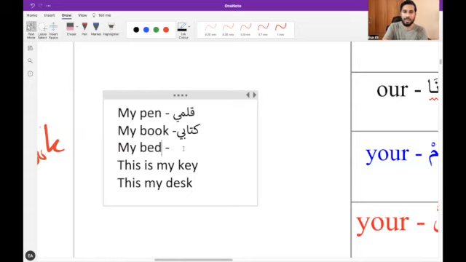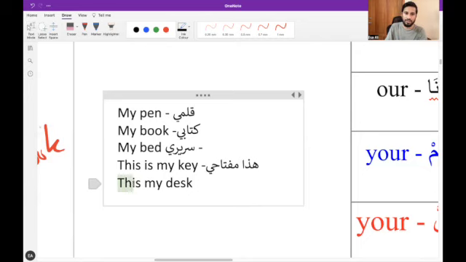Again, we have my bed, so you have sarir, and you add ya to the end, and that gives us sariri. Now we have another challenge, and this is a much longer sentence. This is my key. So we add here hada miftahun. We have the هذا مفتاح, هذا مفتاح, and we are now adding ya. هذا مفتاحي. Now you can tell me, how do we say this?